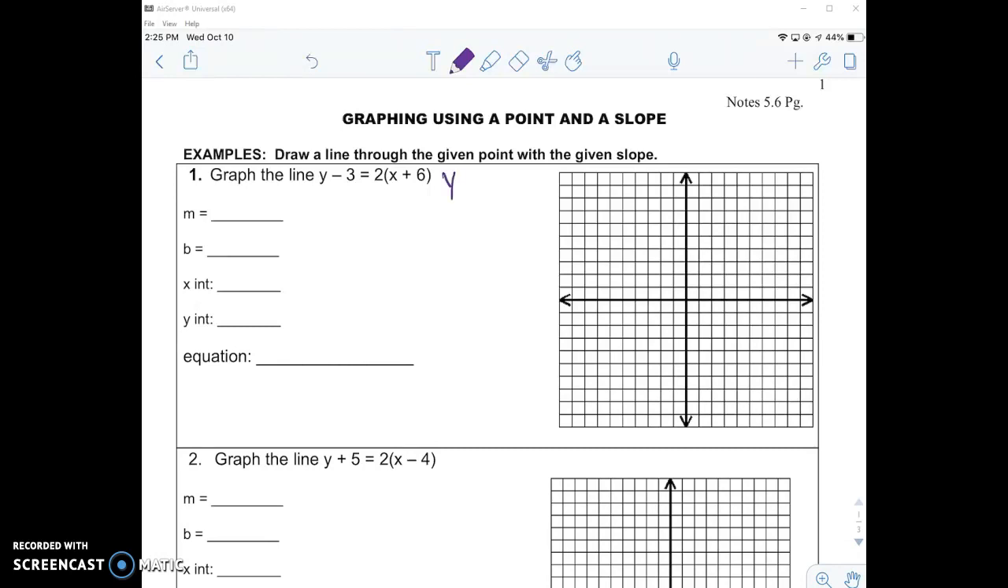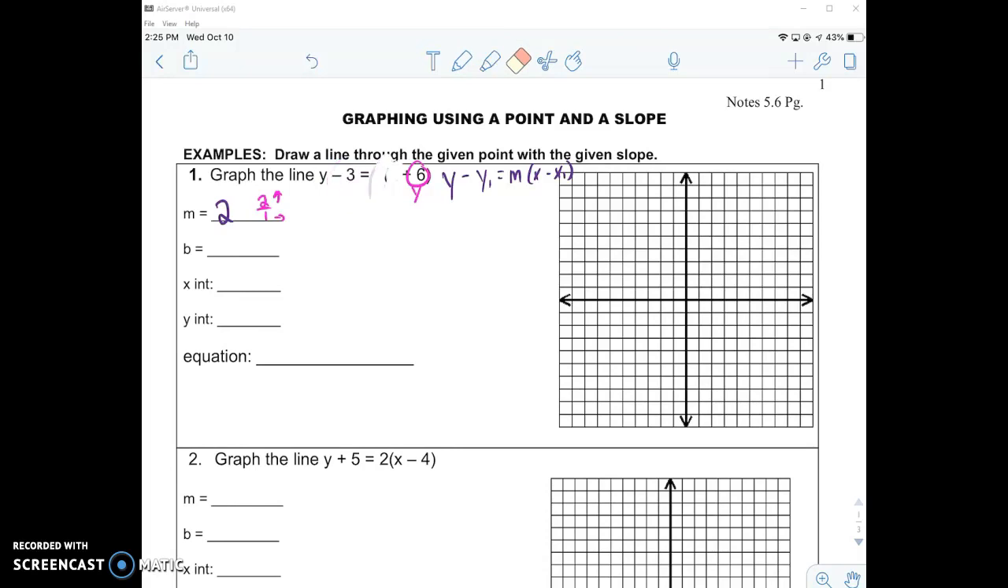This line is in point-slope form. Y minus y1 equals m times x minus x1. Our slope is 2. If I'm thinking rise over run, this is 2 over 1 or up 2, right 1. My point is 3 and negative 6 because it's the opposite sign of whatever's in my equation.